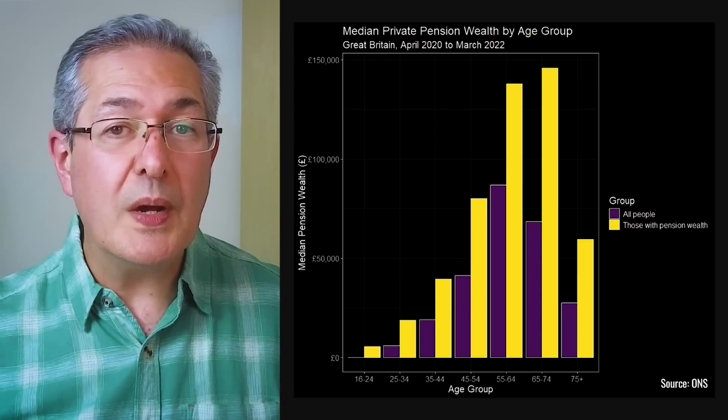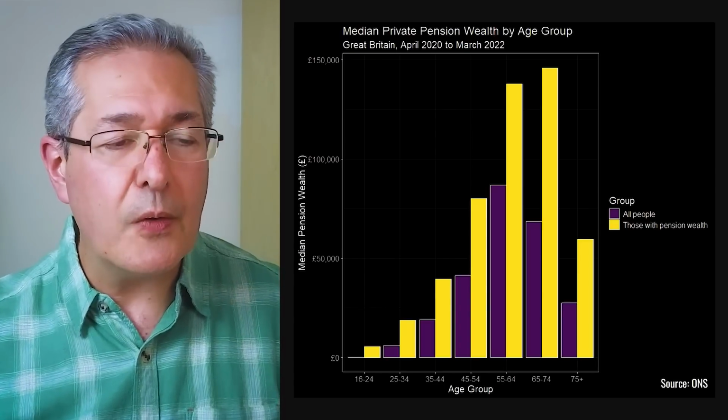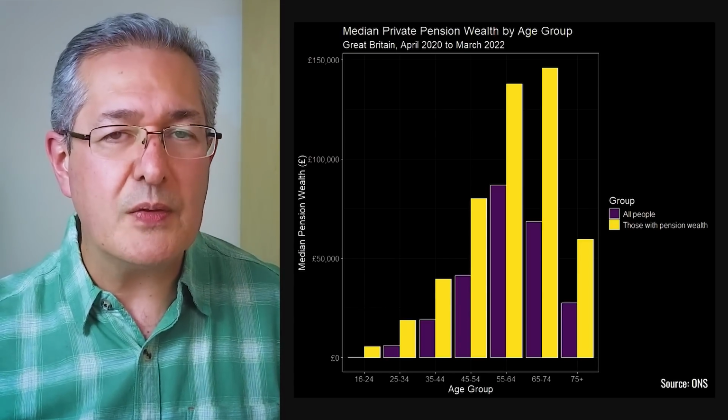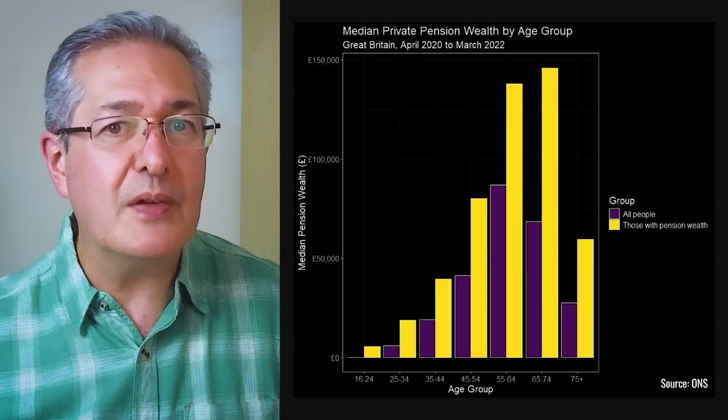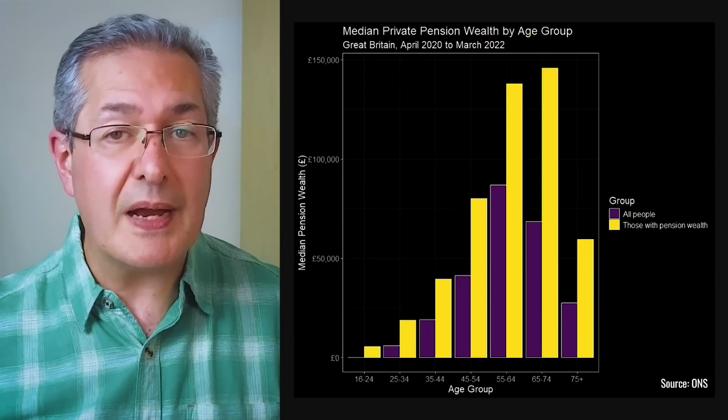And the peak pension wealth, I think, is surprisingly low. It's £150,000. And that's a median, of course. That's a typical value. There'd be huge variation around that.